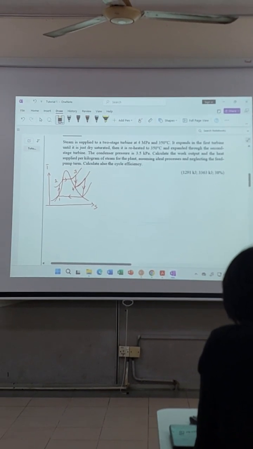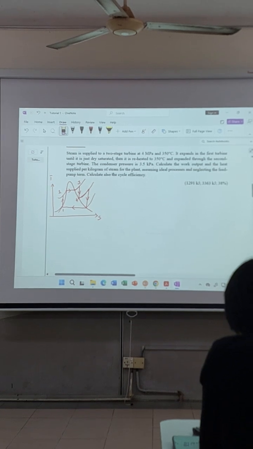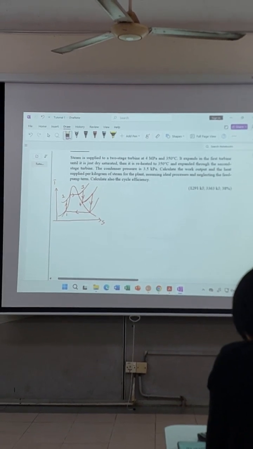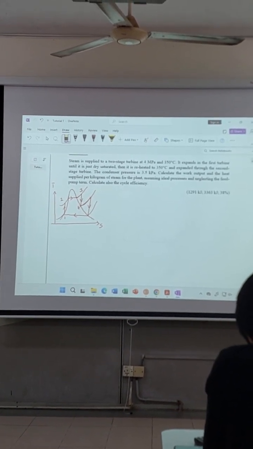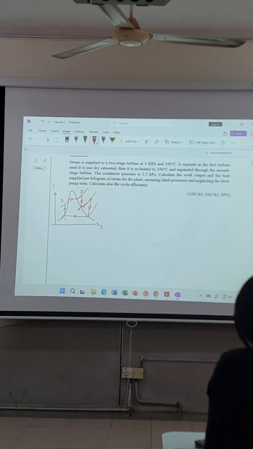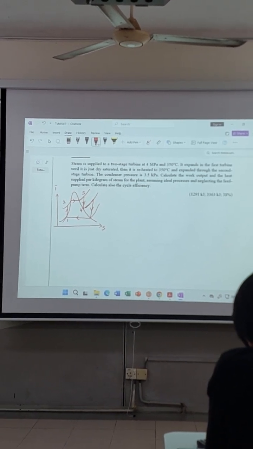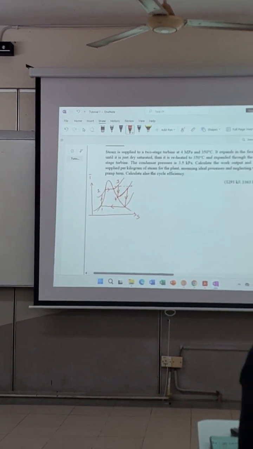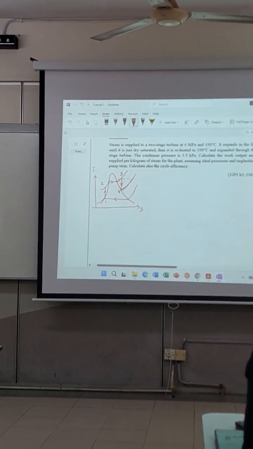The 4 should be at the saturated vapor line because the question says that it's expanded until it is just dry saturated. Then you reheat it back to 350 degrees Celsius. So this level should be about the same. I know it's not exactly that.